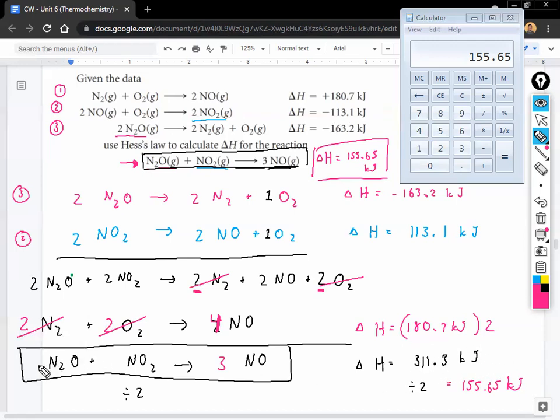And then I had to divide it by 2 because earlier, remember, we had 2, 2, and 6. And so we have to halve the reaction, so we have to halve the enthalpy as well. Yeah, but then you have to add it with 113.1 and negative 163.2.